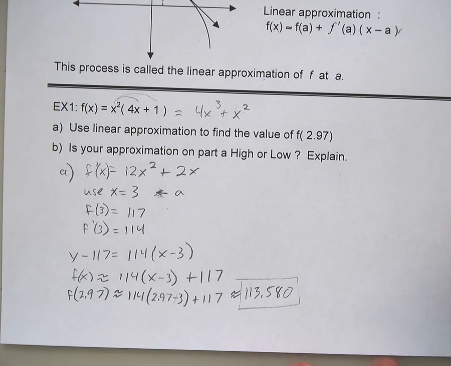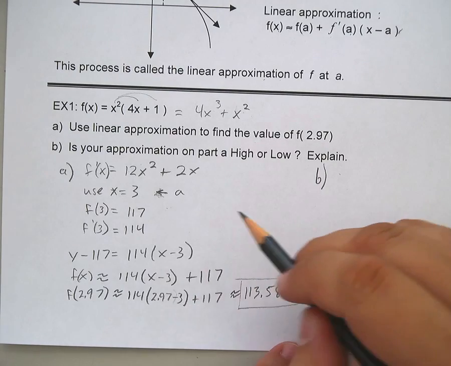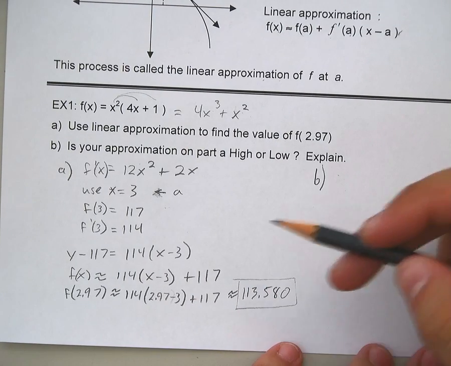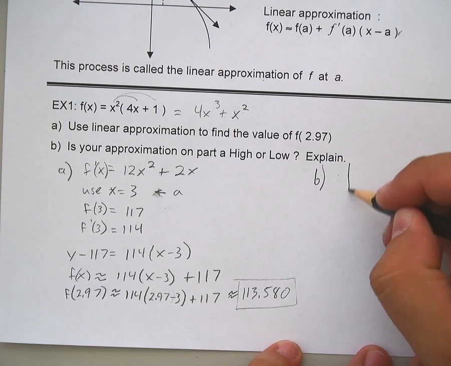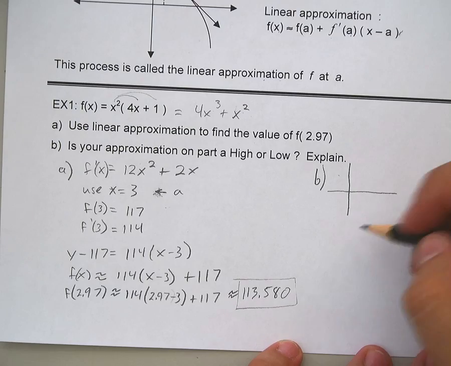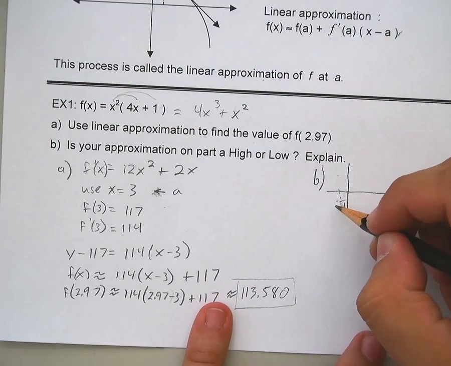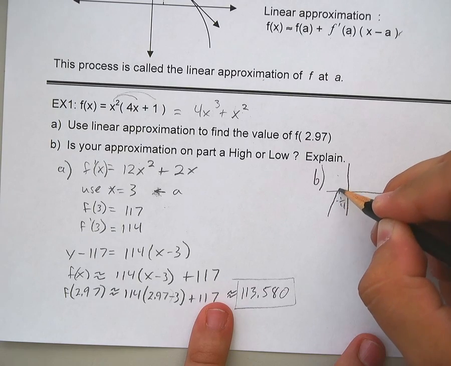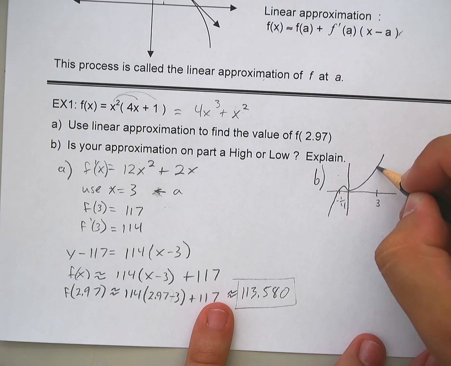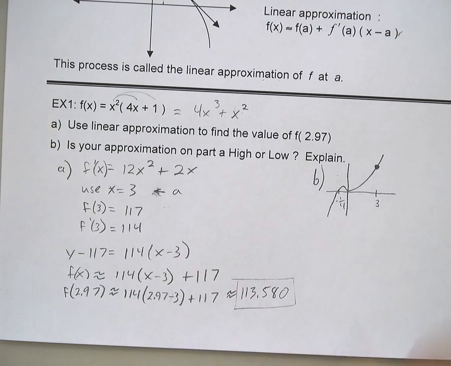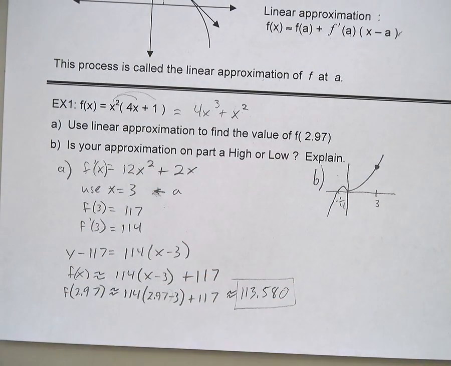So I want you to think about this here. It says, for part B, is your approximation high or low? High or low? If you were to graph this thing, I'd come up with something like this. You've got a 0 at negative 1/4, and it's going to go up, 0, and then up like this. And you're trying to find the value at 3. Or at 2.97 roughly, really close to 3.